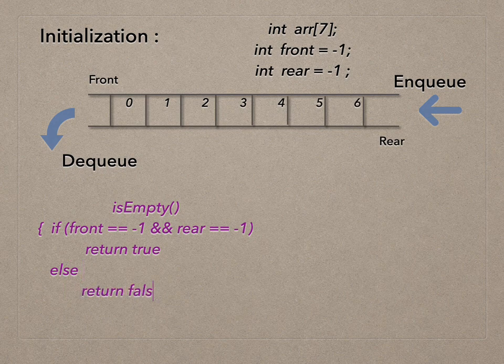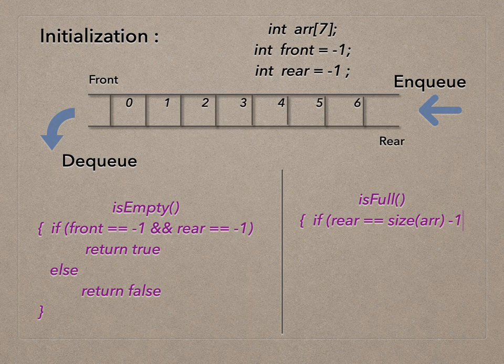The first operation is is empty. Here we simply check if the front value is equal to -1 and the rear value is equal to -1, because when initialization happens, front and rear are set to -1, which means nothing is there in the queue. This indicates our queue is empty. Let's see another operation, is full. Here what we check is if the rear is equal to size of array - 1, return true.